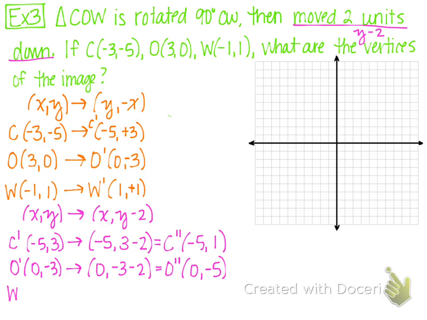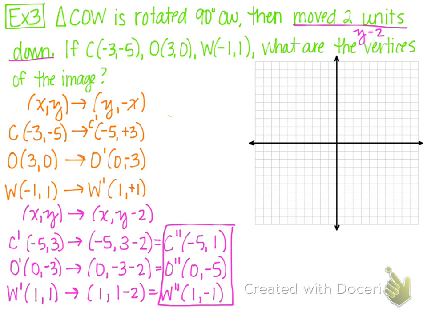And then for W prime, we have 1, 1. So we aren't changing the x, but we've got to subtract 2 from the y. So W prime prime is 1, negative 1. So here are our final vertices, and let's graph it.